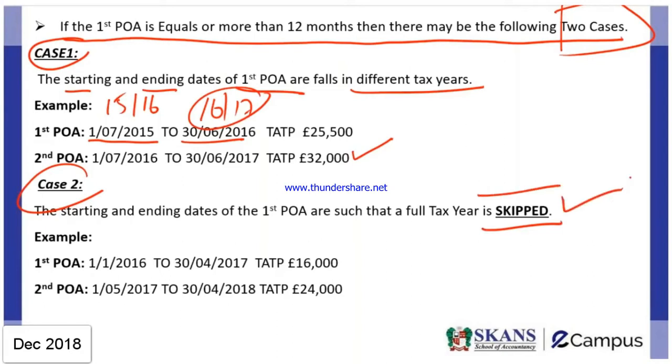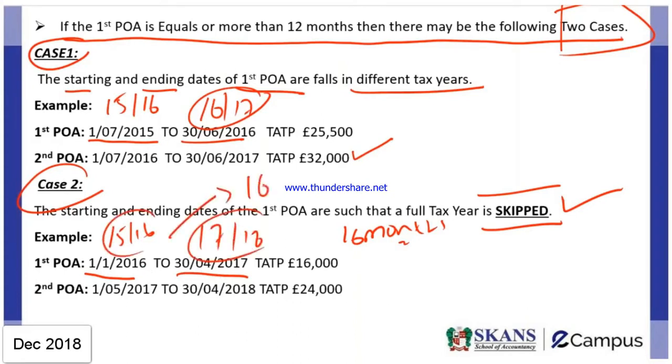Now, how this happens: the trader started business on 1st January and decided to prepare accounts every year on 30th April, and prepared his first period of account to 30th April. So you see that the period of account is for 16 months. The starting date is in 15/16 and the ending date is in 17/18. Now what happens here? The tax year 16/17 is skipped, and this is case 2.